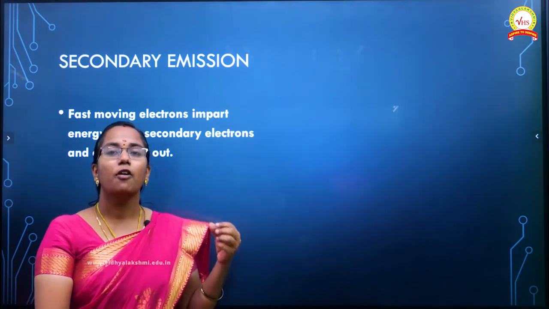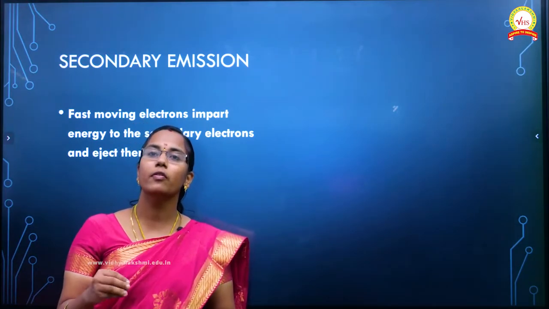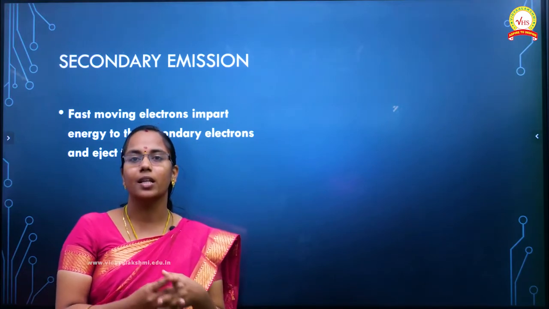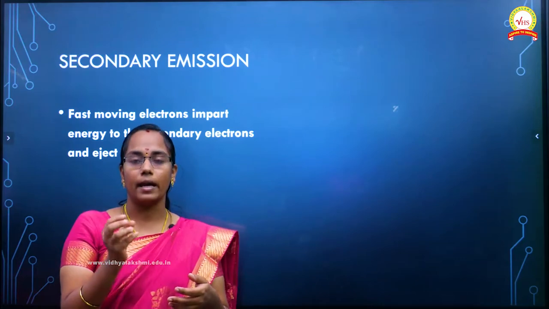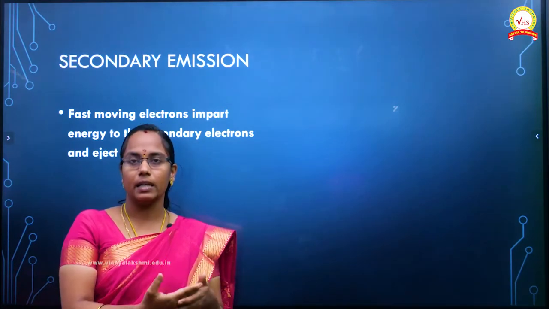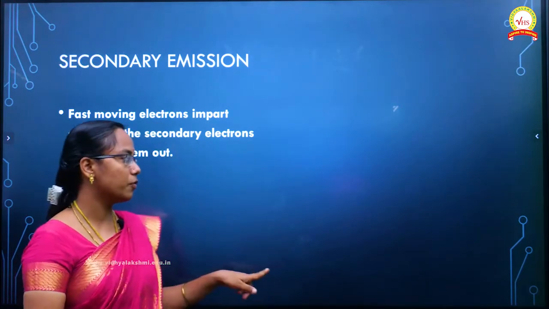Now here a fast moving primary electron, a primary electron which is moving very fast. If it is moving very fast, what does it mean? They will have velocity, hence they will have kinetic energy. The kinetic energy of the primary electrons will be imparted to the secondary electrons. They get energy and then eject out from the metal surface.